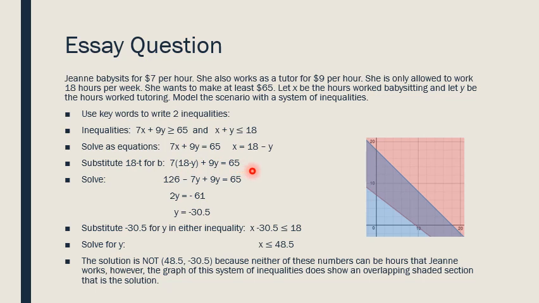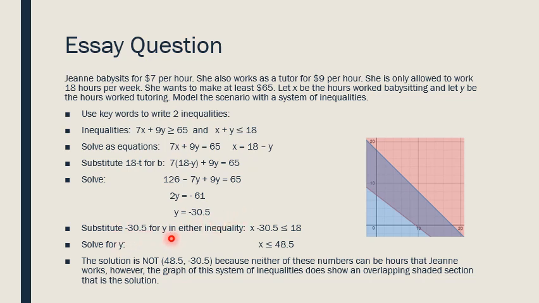equals 65. Using the distributive property, 7 times 18 is 126. 7 times negative Y is negative 7Y, plus the 9Y that was already there equals 65. Adding 9Y minus 7Y gives me 2Y, and subtracting 126 from both sides gives me negative 61 on the right. Dividing both sides by 2, I get Y equals negative 30.5.